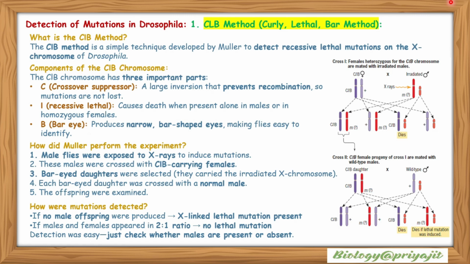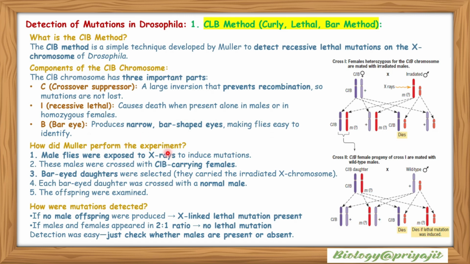What are the components of the CLB chromosome? The CLB chromosome has three important parts. C means crossover suppressor, a large inversion that prevents recombination, so mutations are not lost. L is the recessive lethal, which causes death when present alone in males or in homozygous females. B indicates barred eye, which produces a narrow bar-shaped eye, making the flies easy to identify.